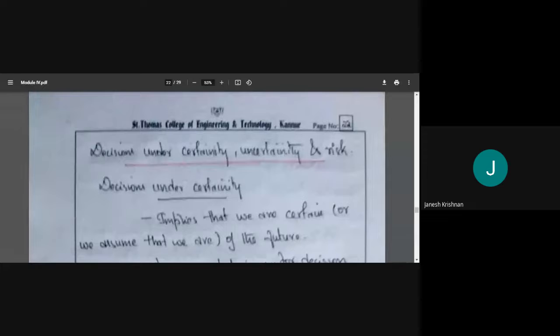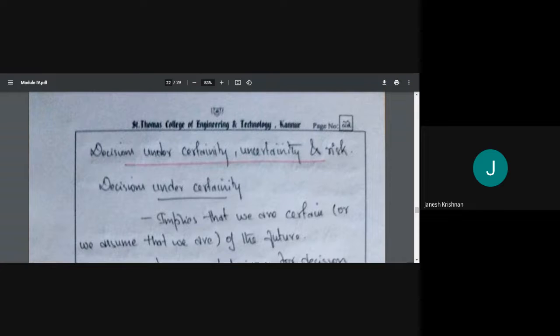So, decisions under certainty. Certain implies that we are certain of the future, or that we assume that we are, right? Whenever we were talking, we said that the future is unpredictable. We don't know what will happen. We are assuming, right? Because we are assuming that it is certain that this will happen, in such a condition we are making decisions. That is decision under certainty. The condition is that we are certain, or rather we assume that we are certain.